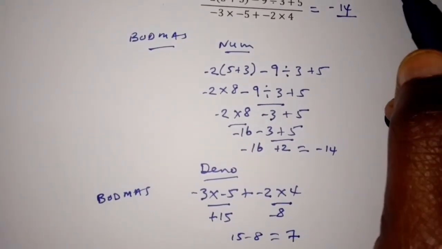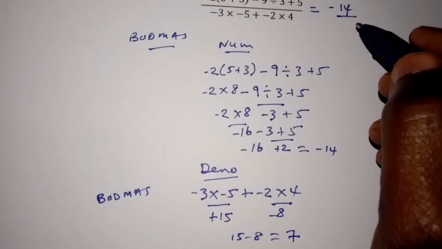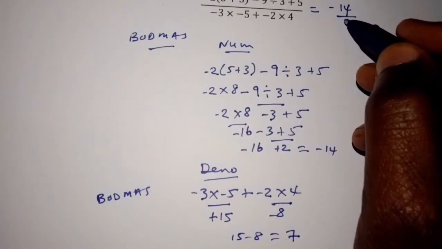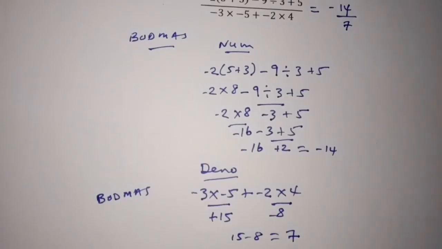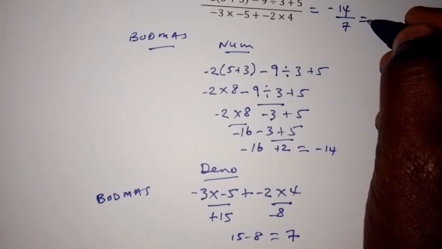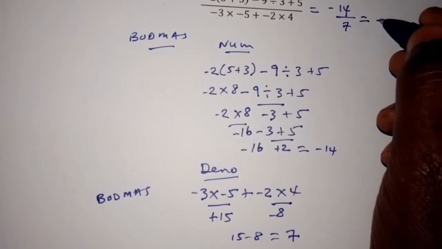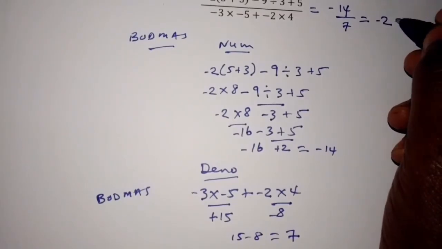So we can say that this is negative 14 divided by 7, and this gives us negative 2.